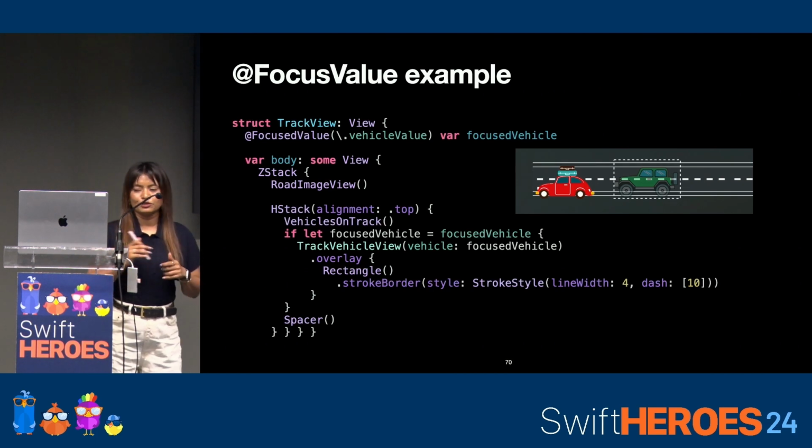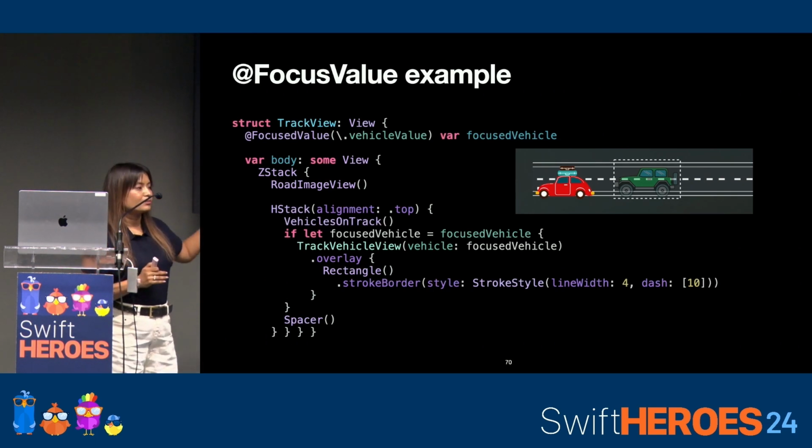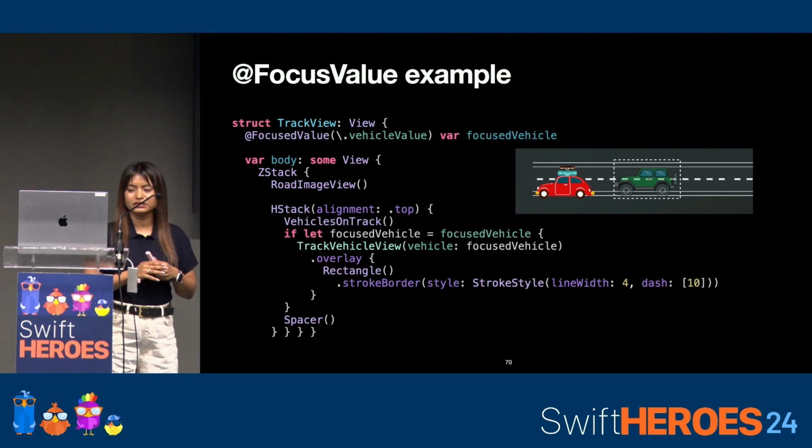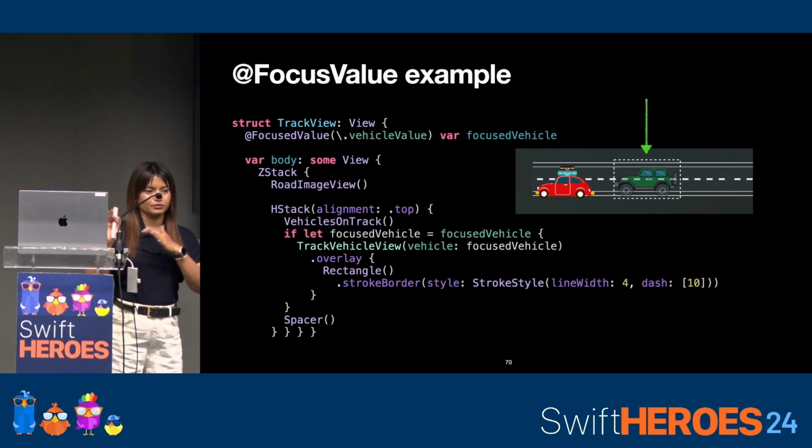This is my track view. So track view is like an overlapping ZStack of the road image, which is the track, and then we have a horizontal stack of vehicles on top of it. Those are the vehicles that the user already added to the track, and then we're going to append our preview to this particular stack.